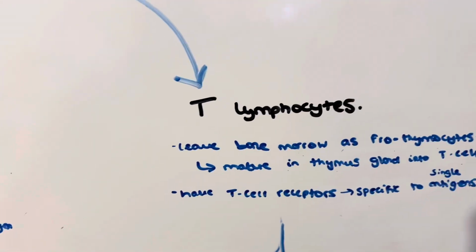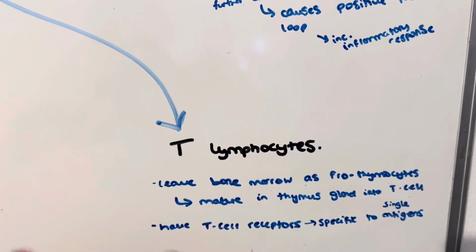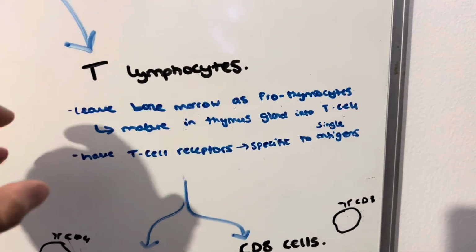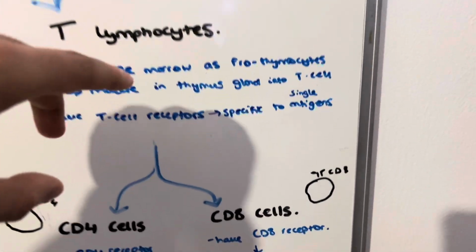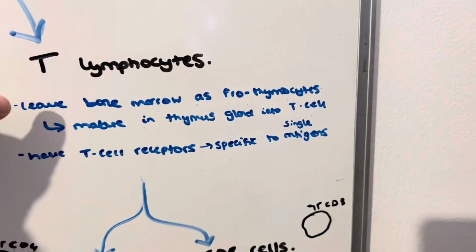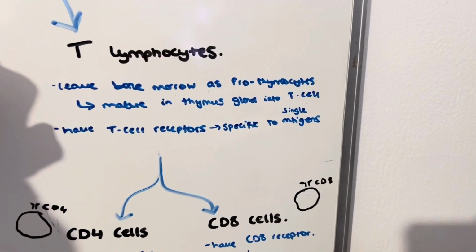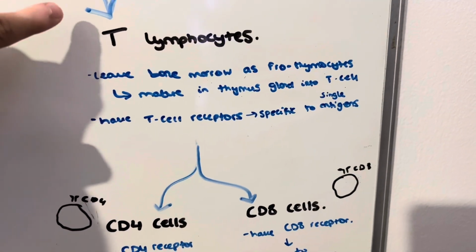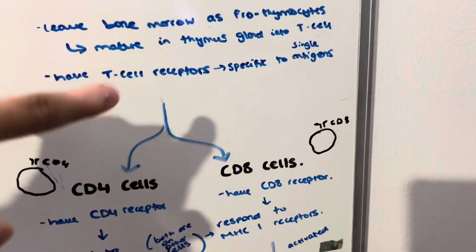Now let's talk about our T lymphocytes. These leave the bone marrow, and as they leave the bone marrow they're called thymocytes. I don't know if that's unnecessary information maybe. Then the T lymphocytes' main thing is that they mature in the T for thymus gland into your T cells.